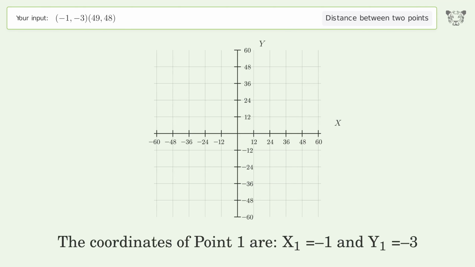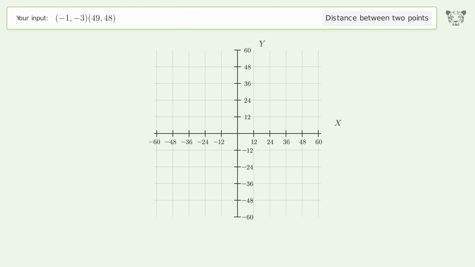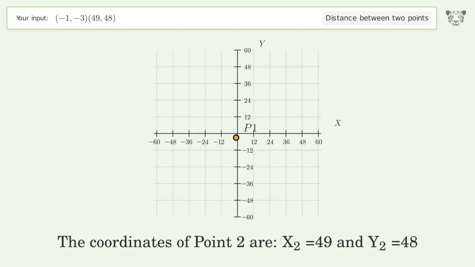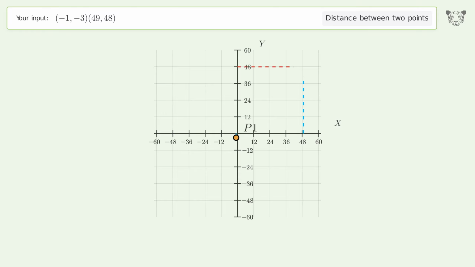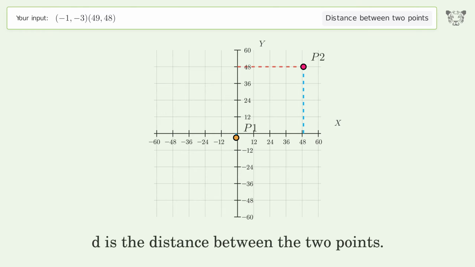The coordinates of point 1 are x1 equals -1 and y1 equals -3. The coordinates of point 2 are x2 equals 49 and y2 equals 48. D is the distance between the 2 points.